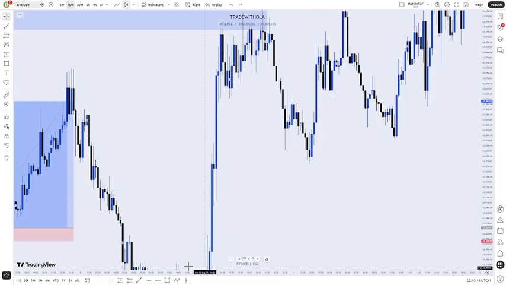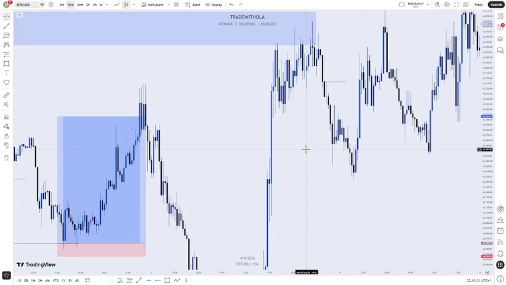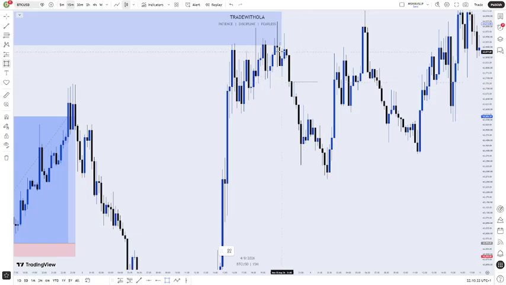And what did I see? I saw that price broke that structure there and gave me my inducement. This is my inducement here. Okay, so price gave me my inducement here. And then what happened? Then price came back to my breaker block here. You can see this breaker block zone here, right?